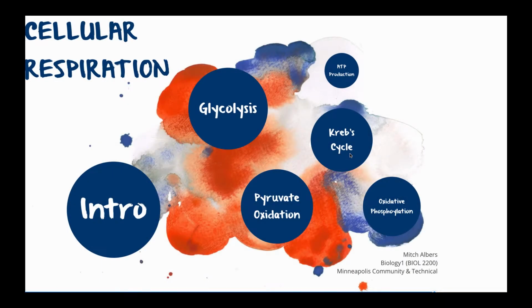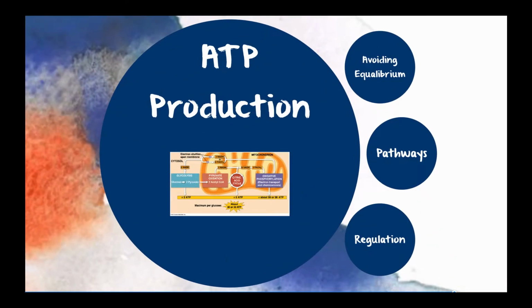In this biocast, what we're going to do is finish up our discussions on cellular respiration, where we're going to look at the overall ATP energy production. We'll talk a little bit about how life avoids equilibrium and talk about some of the diversity of cellular respiration in terms of some of the metabolic pathways that feed into cell respiration and how it's regulated. So let's get started and look at the overall ATP production.